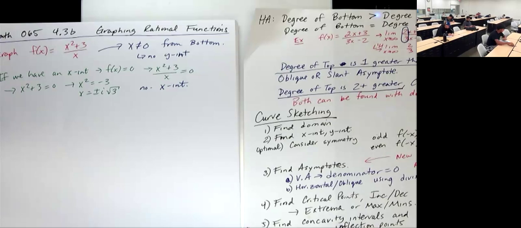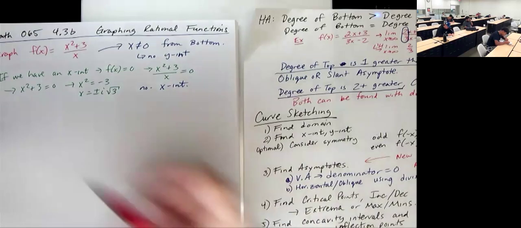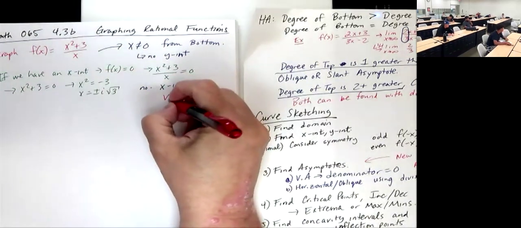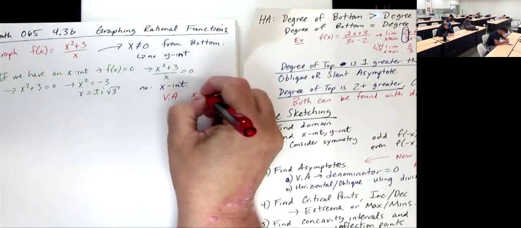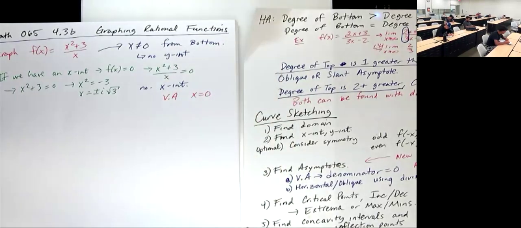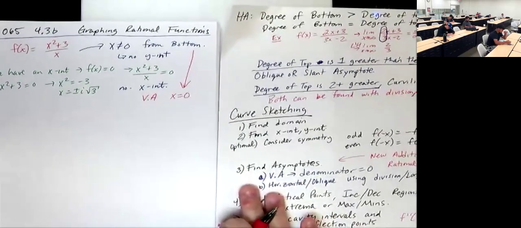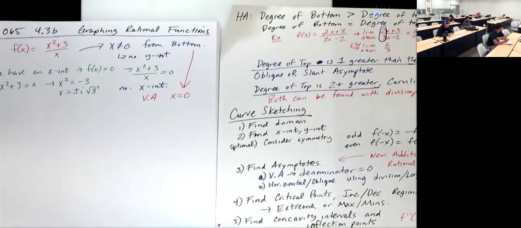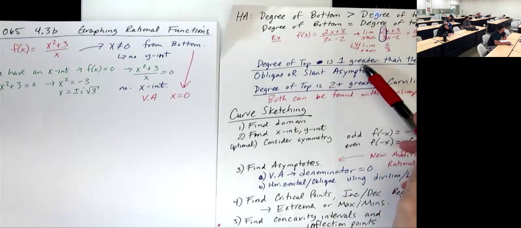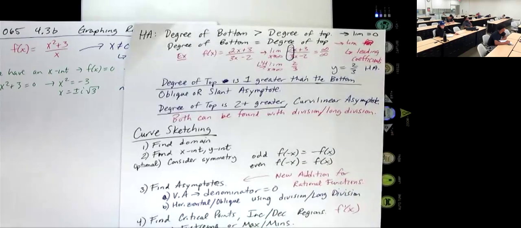Okay, now we want to look for asymptotes. It looks like we have a vertical asymptote when x equals 0, because that's where the denominator equals 0. And if we look at our notes for horizontal, our numerator is 1 greater than the bottom, which is what this one says. So we're gonna have an oblique or a slant asymptote.